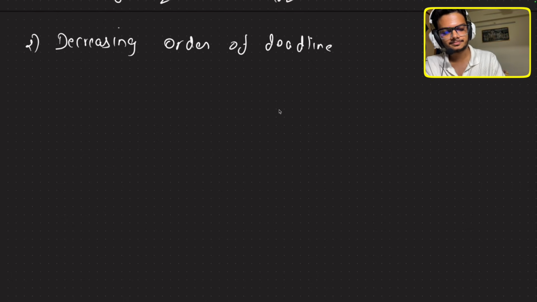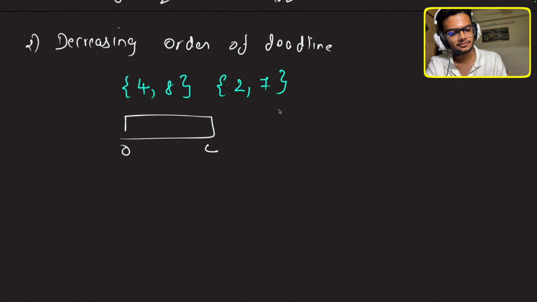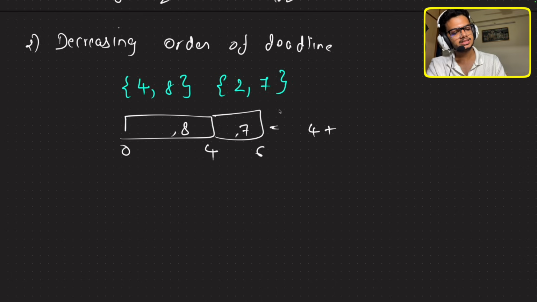Let's say we had a task whose duration is 4 and the deadline is 8, and afterwards we have a task whose duration is 2 and deadline is 7. If we schedule in decreasing order of deadline, then what will happen? This guy will be completed at 4, but its deadline was 8, and then this guy will be completed at 6, but its deadline was 7. So the reward here you will get will be what? It will be 8 minus 4, 4, plus 7 minus 6, 1.